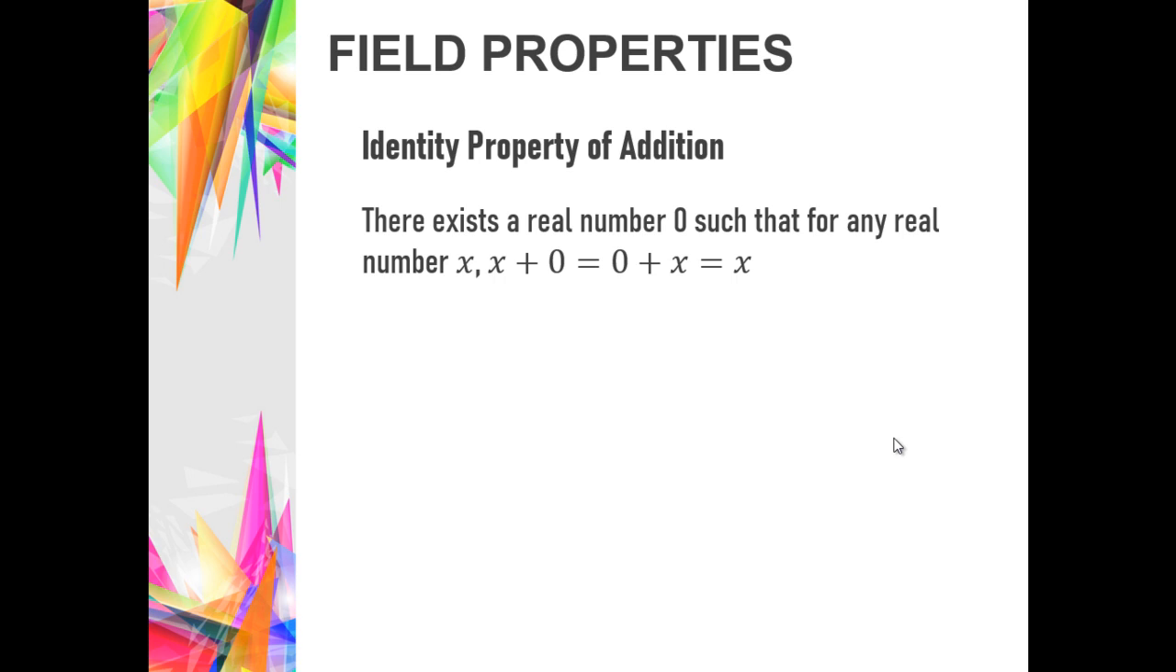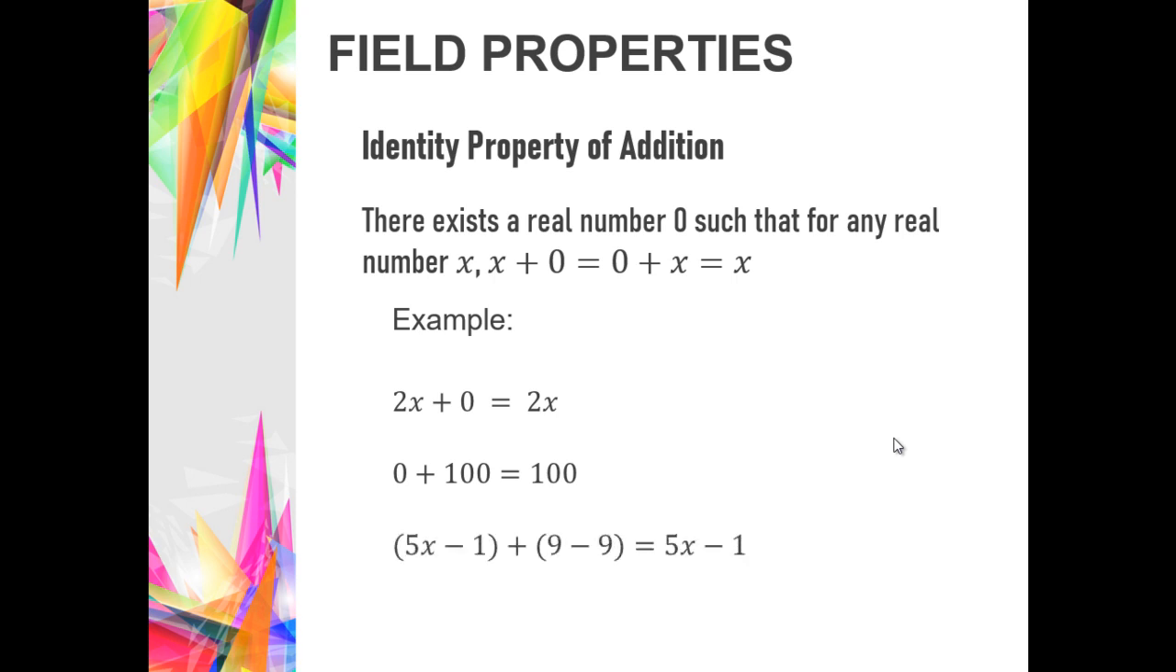So meaning, any number nga imong adlan og 0, mugawas ang iyang kaugalingon, mao na gitawag siya og identity property. Now, for example, we have 2x plus 0 equals to 2x. Then, 0 plus 100 equals to 100. And 5x minus 1 plus 9 minus 9, in which ang 9 minus 9, kani siya, 0 man na, no. Therefore, ang nahibilin na lang is 5x minus 1.